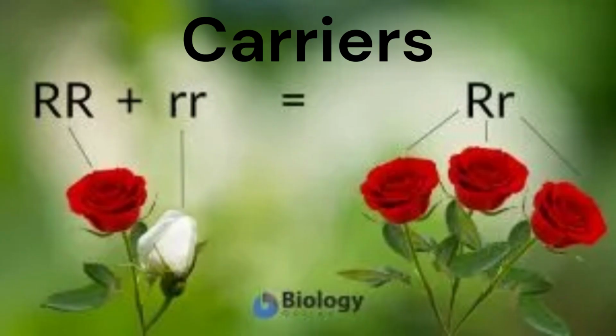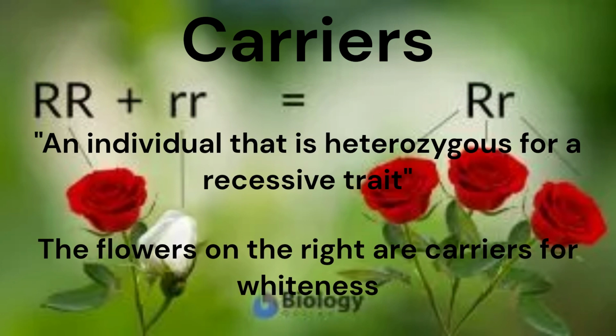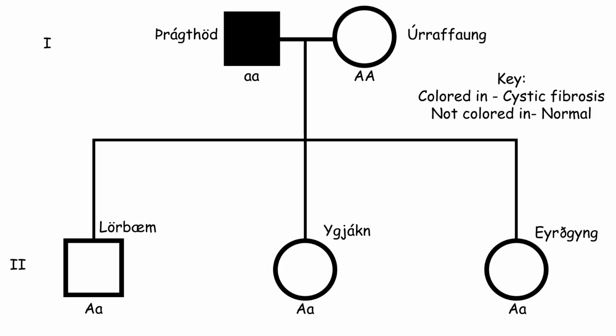Now, I've used the word carrier a lot in this video. You may be wondering, what is a carrier? A carrier is an individual that is heterozygous for a recessive trait. For example, if a person with cystic fibrosis and a person without cystic fibrosis have kids, the kids would all be carriers for cystic fibrosis, assuming the parent without the disease is not a carrier themselves. Here's a pedigree for that one, by the way. Cystic fibrosis is autosomal recessive.